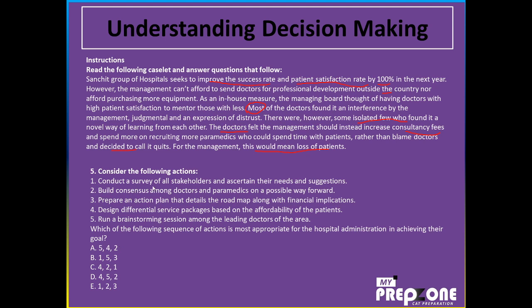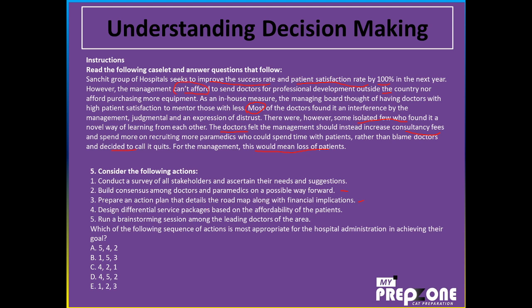Conduct a survey of all stakeholders and ascertain their needs and suggestions. Okay, makes sense that if doctors are the stakeholders, you have to take them into account. You have to understand their needs. You have to take their suggestion, then maybe do something about it. Build consensus among doctors and paramedics on the possible way forward. Again, it makes sense. Prepare an action plan that details the roadmap along with financial implication. That also makes sense, because without the financial implication into consideration, you cannot really do this. It is important. That is why they said that they can't afford to send doctors.